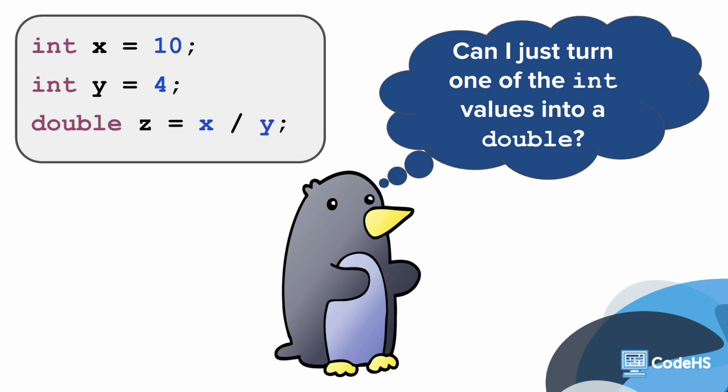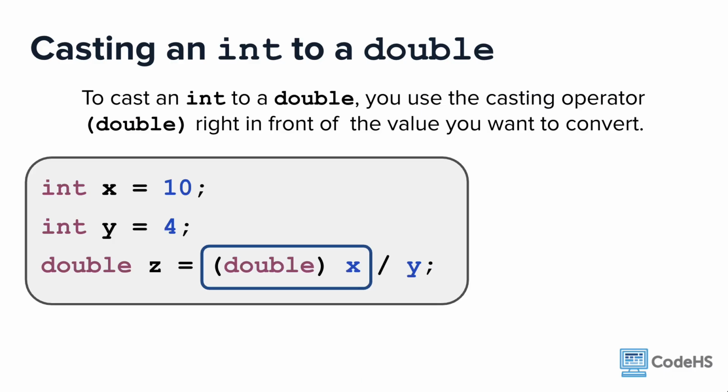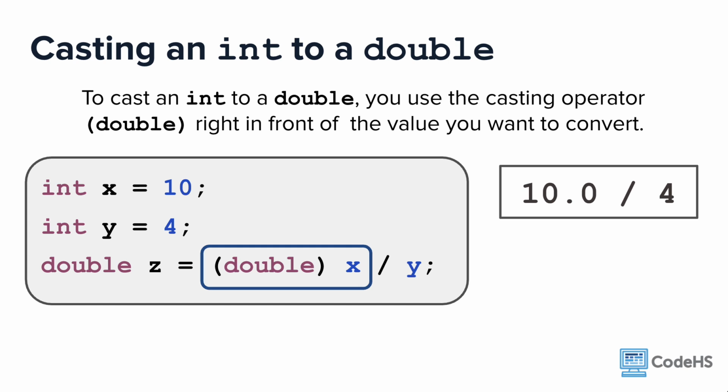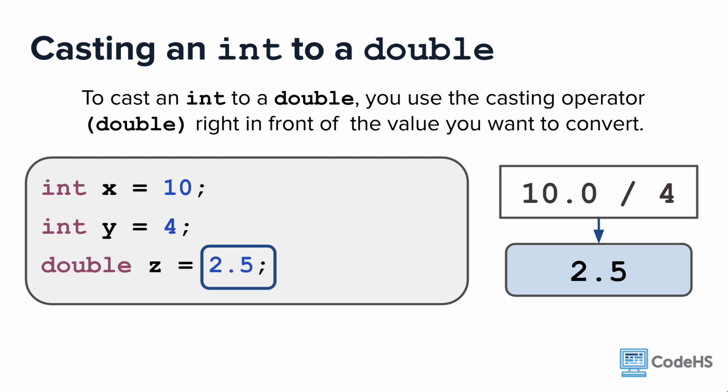You might have another question. Can I just turn one of the int values into a double? You sure can with casting. To cast an int to a double, you use the casting operator, double, right in front of the value you want to convert. Looking back at the example, you can cast the value of x to a double, so that now our division statement reads 10.0 divided by 4. Now that there is a double involved in the division, the result is the full quotient, 2.5. So now, the expected value of 2.5 is stored in the variable z.